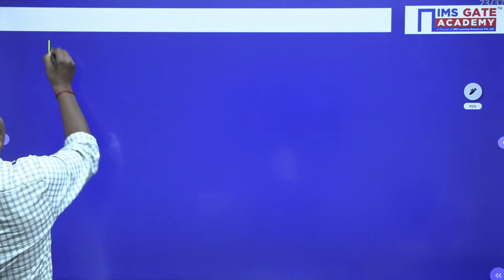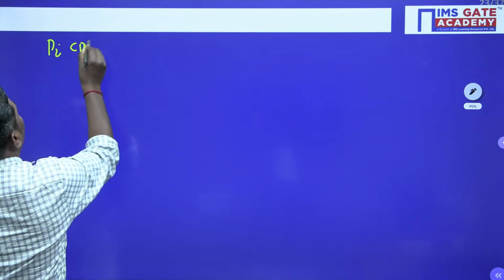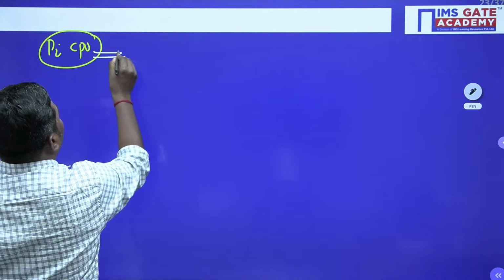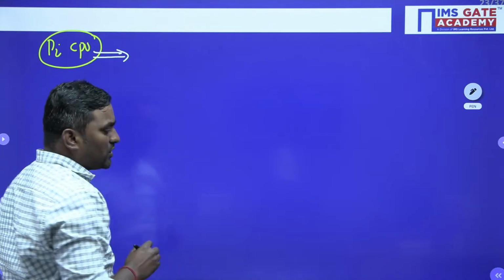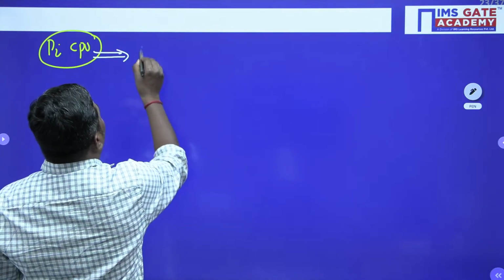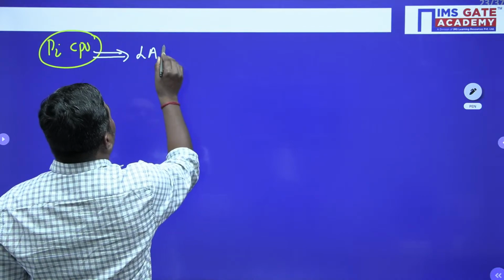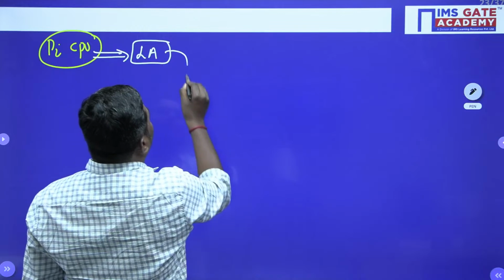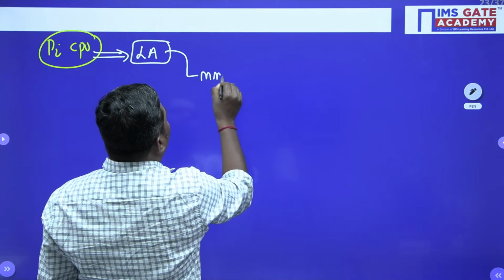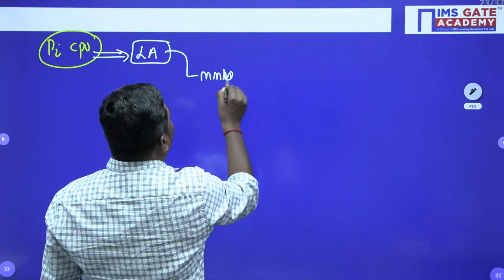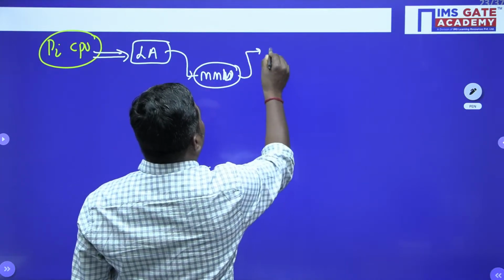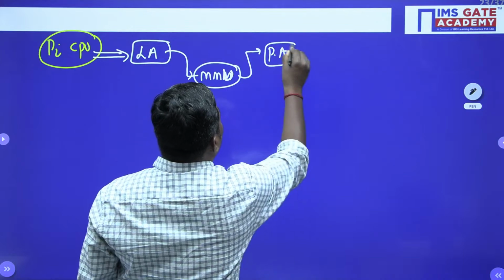Let's say process Pi is running in a CPU. This program will generate an address. Please understand, this address we call the logical address, the address generated by the processor. This logical address we convert, by using the memory management unit, into a physical address now.